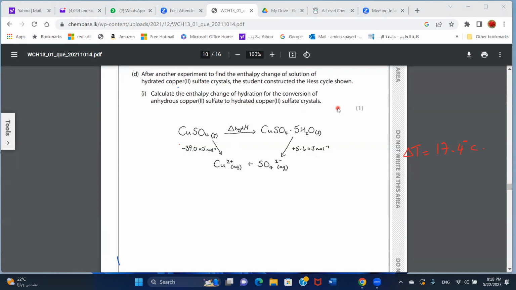So you do the minus 39 and then minus the 5.6, because you're switching the direction. Yes, so it's minus 44.6 kilojoules per mole. Yes, excellent, Miral. Do you have any question? No, doctor, thank you. You're welcome.